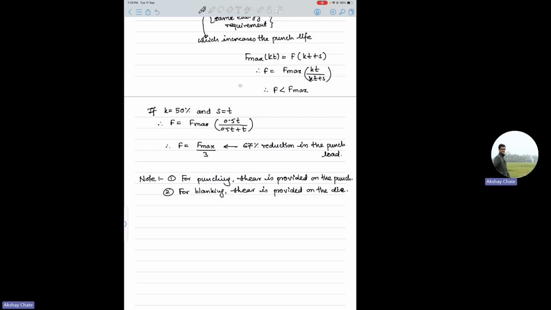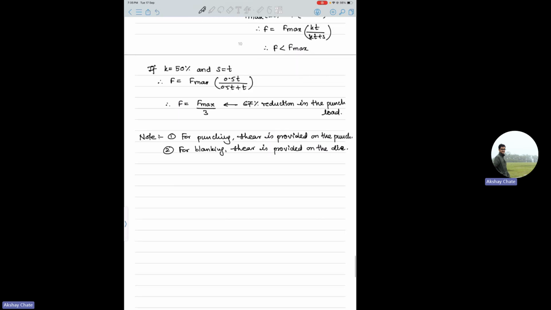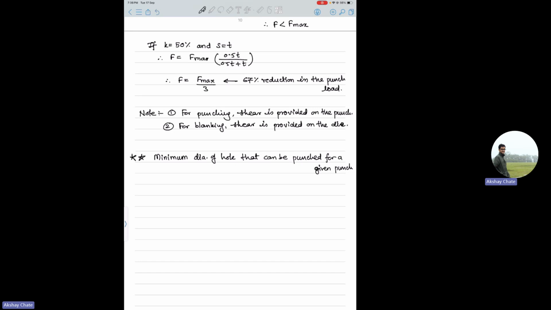Okay. And then there is another thing which is called the minimum diameter of hole. So for a given punch, you cannot have infinitesimally small hole diameter. Minimum diameter of hole that can be punched for a given punch, there is a limit up to how you can go down.